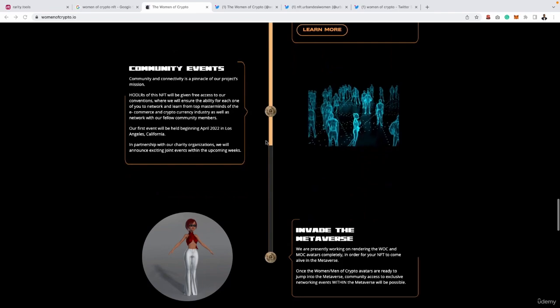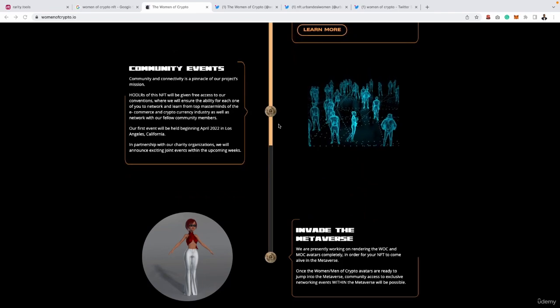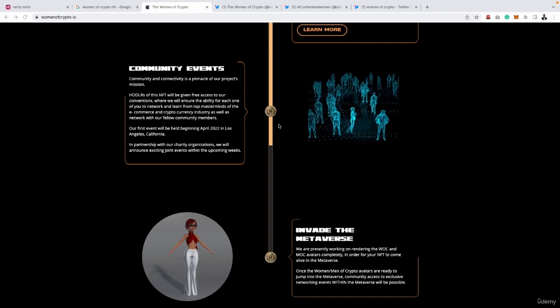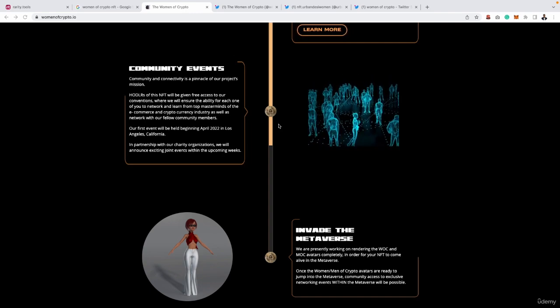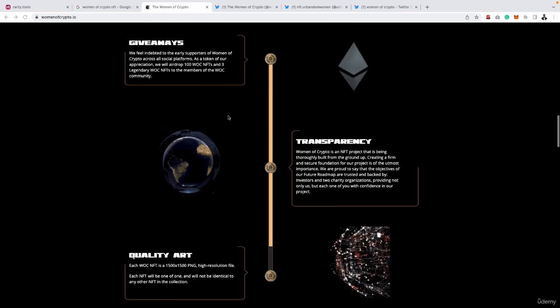And there's more community events. And pretty much what I'm trying to say here, without repeating myself, as we all know how boring those courses are that just repeat themselves lecture after lecture, is that this project definitely does have a really good roadmap.